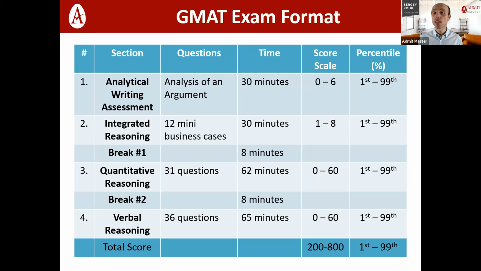These scores, however, integrated reasoning and AWA, do not contribute towards your 200 to 800 score. The only two sections that do contribute towards that score are the quant and the verbal sections. They're the longer sections. They're about an hour each, a little bit longer than an hour, and they have the most questions. Quantitative reasoning, 31 questions, 2 minutes per question. Verbal reasoning, 36 questions, 1 minute 48 seconds per question. So really fast-paced exam, certainly fast-paced sections as well.